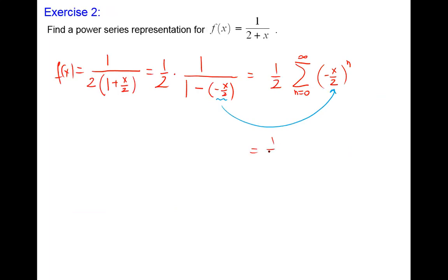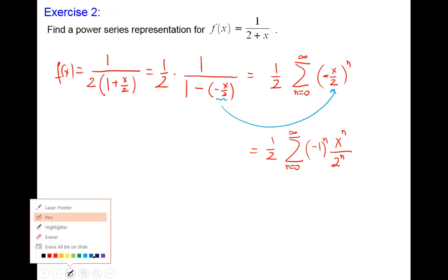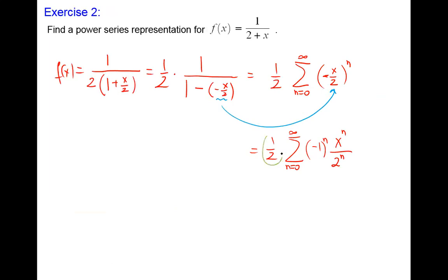Let's rewrite it a little bit: 1/2, and now I have negative 1 to the n, x to the n, and 2 to the n. That's also an important step. We will do one more thing. We shouldn't really keep numbers in front of the sigma. I have to put this back.